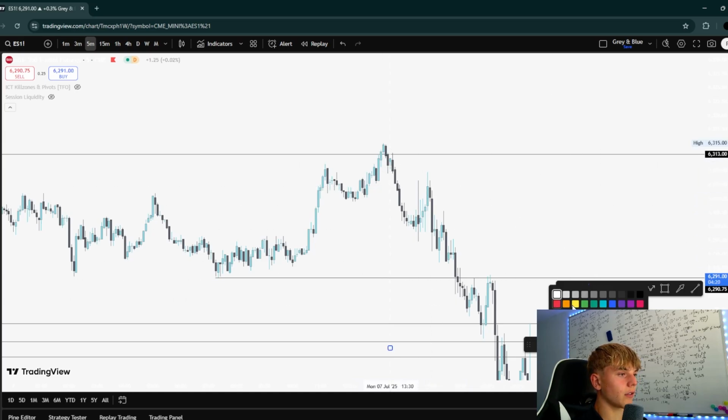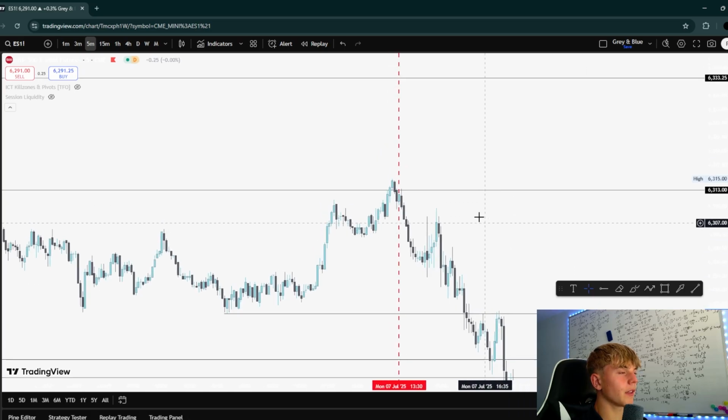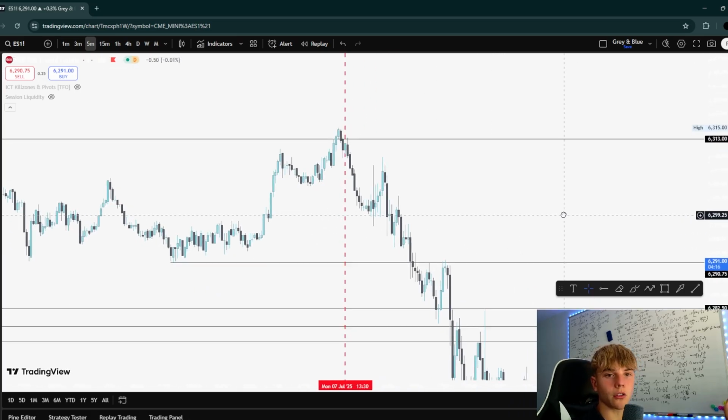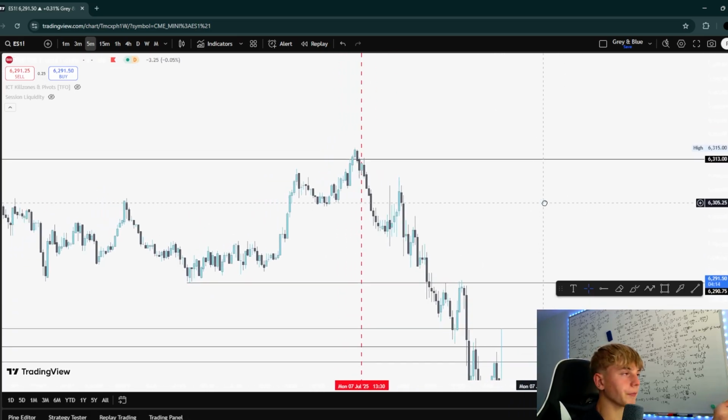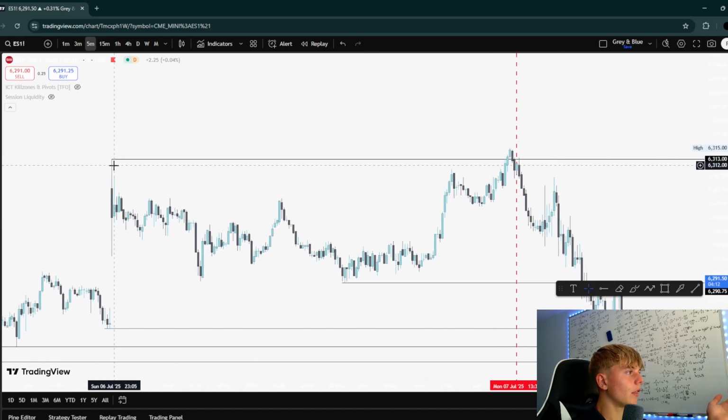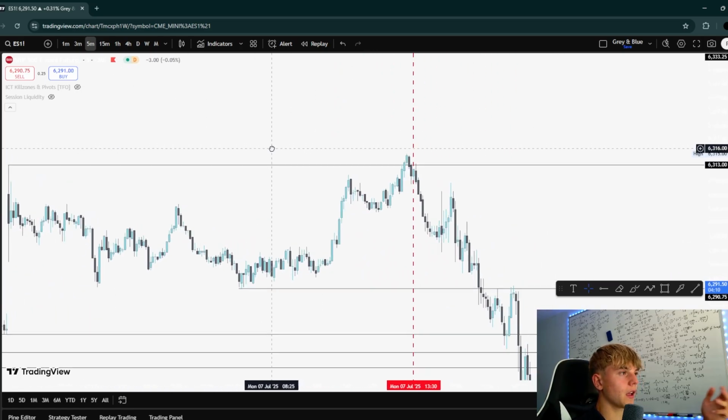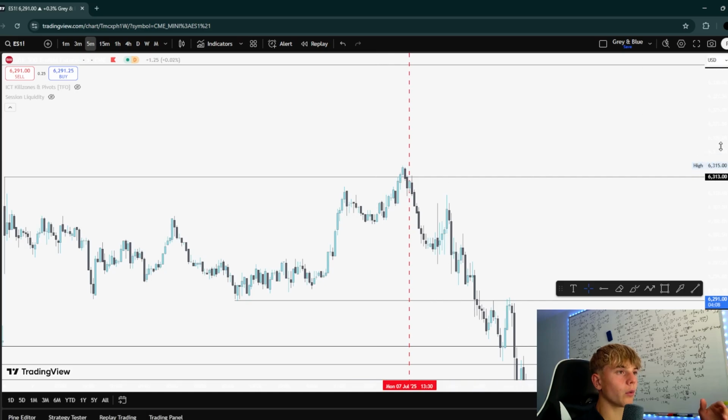So we'll change that to red to make it a bit clear. After this red line is when I start trading. So let's start looking for entries. Well, we see this black line is a swing point. Number 2 in our strategy was swing point sweeps.